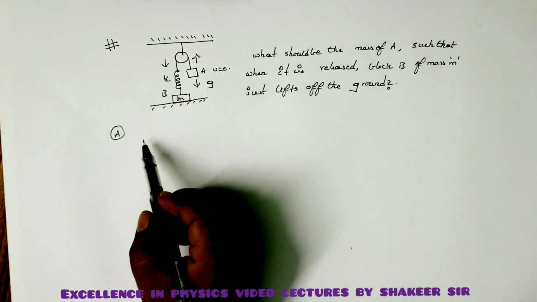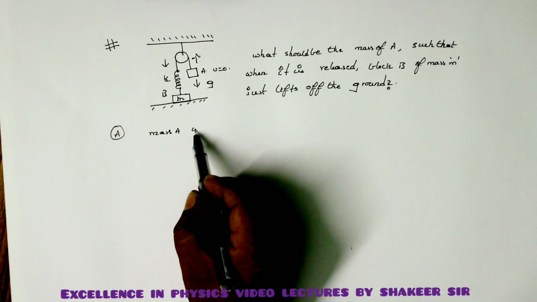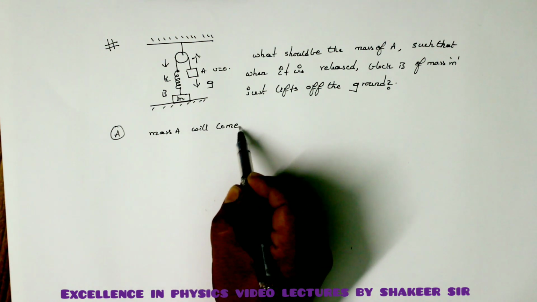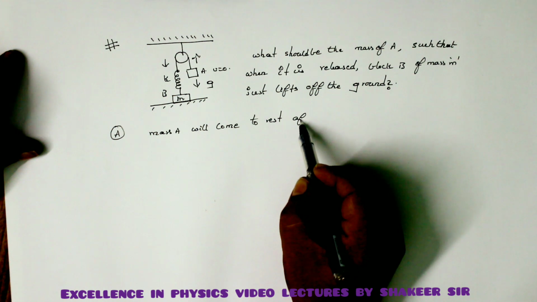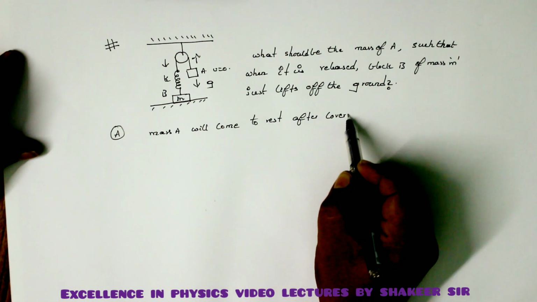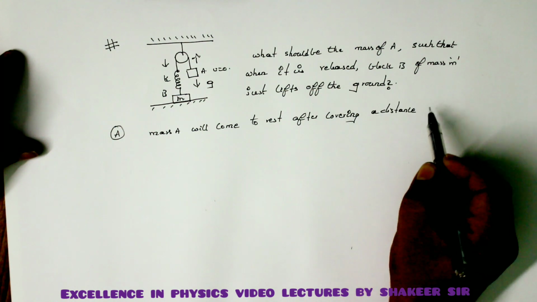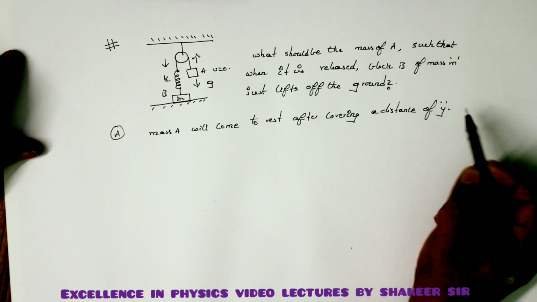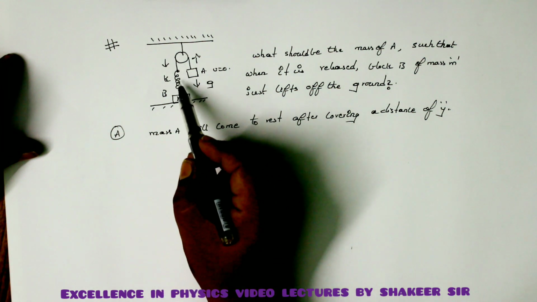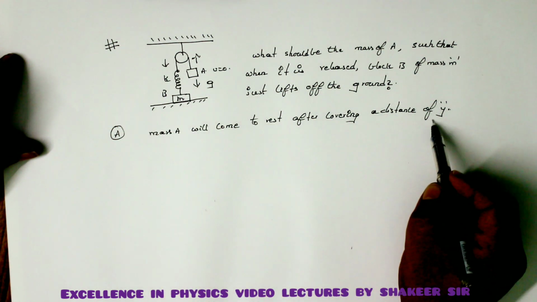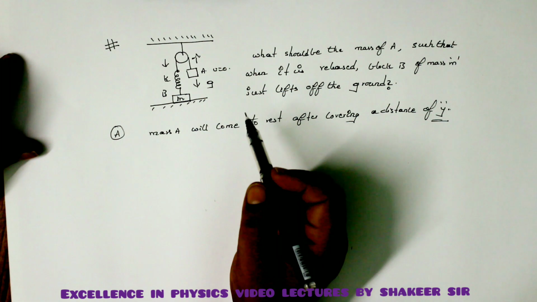So therefore let us consider mass A will come to rest after covering a distance of y. So after covering a vertical distance of y, this mass A will come to rest position. The elongation produced in this spring by that time will also be y only, because this is a single string and this is a non-movable pulley, a fixed pulley.